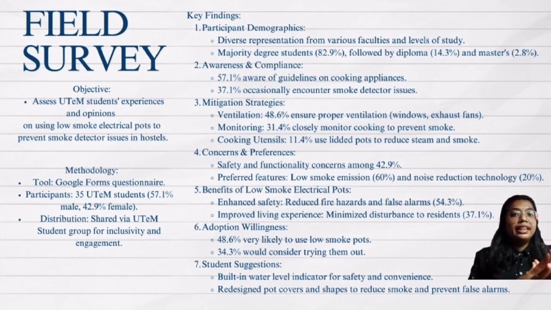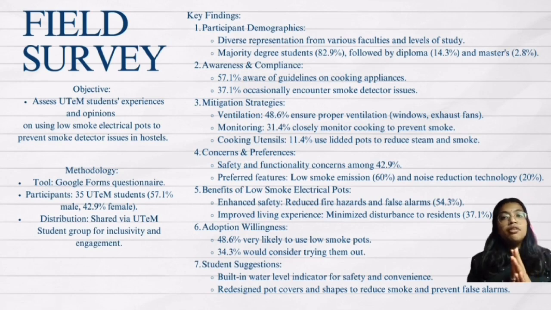Most respondents were degree students, making up 82.9% of the total, followed by diploma students at 14.3% and master students at 2.8%. Awareness and compliance. We found that 57.1% of respondents were aware of specific guidance regarding cooking appliances in their hostels. However, 37.1% reported that they occasionally encountered issues with smoke detectors while cooking.